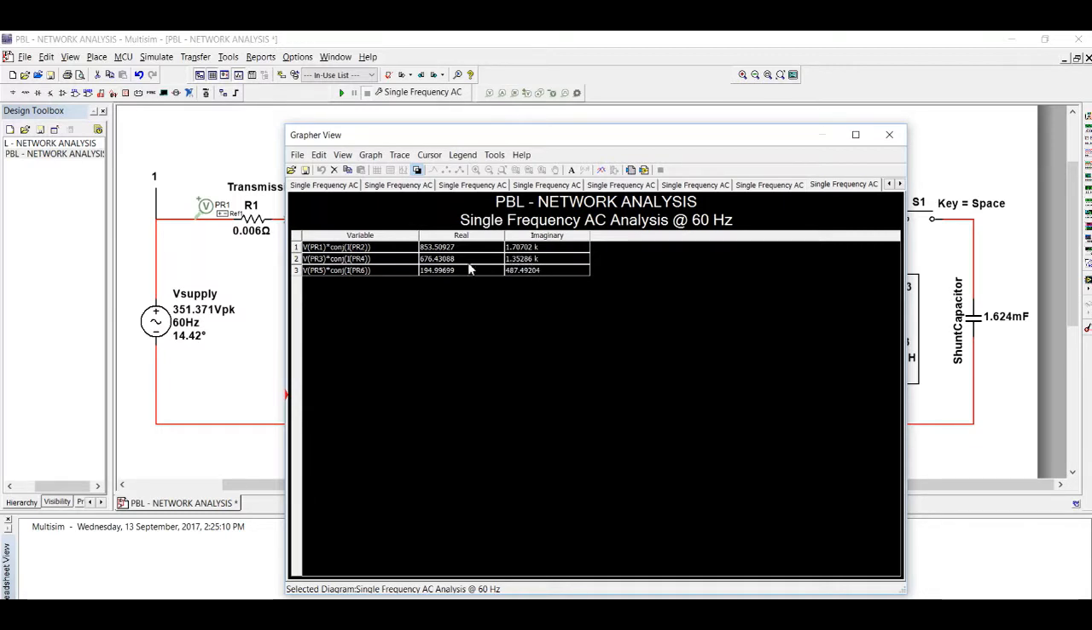So this one here, which is 676.43 watts and 1.35286 kilovars, is the real and reactive power for line 2 to 3. And this one here, 194.99699 watts and 487.492 vars, is the real and reactive power for line 3 to 4.